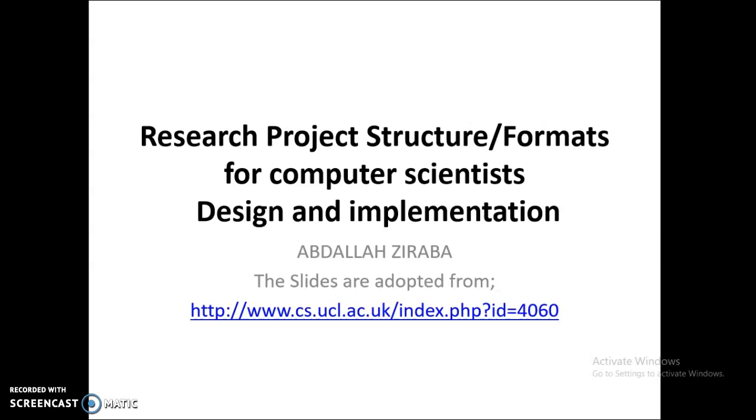I am here to talk about the research project structure or the formats for computer scientists, where we design and implement software products as solutions to problems in our society. I'm Abdallah Ziraba once again, and these slides are adopted from this link. Some of the information that you are going to find on this slide, I have adopted from that link that is reflected here.